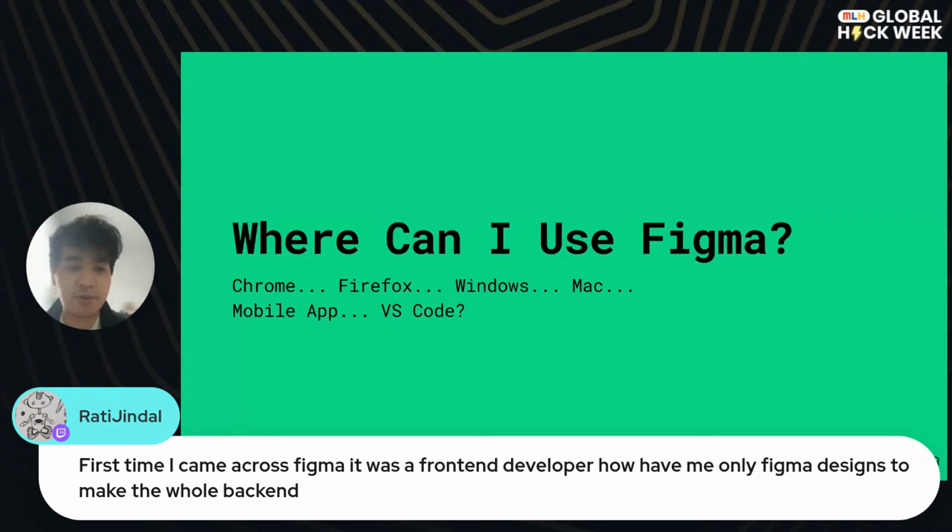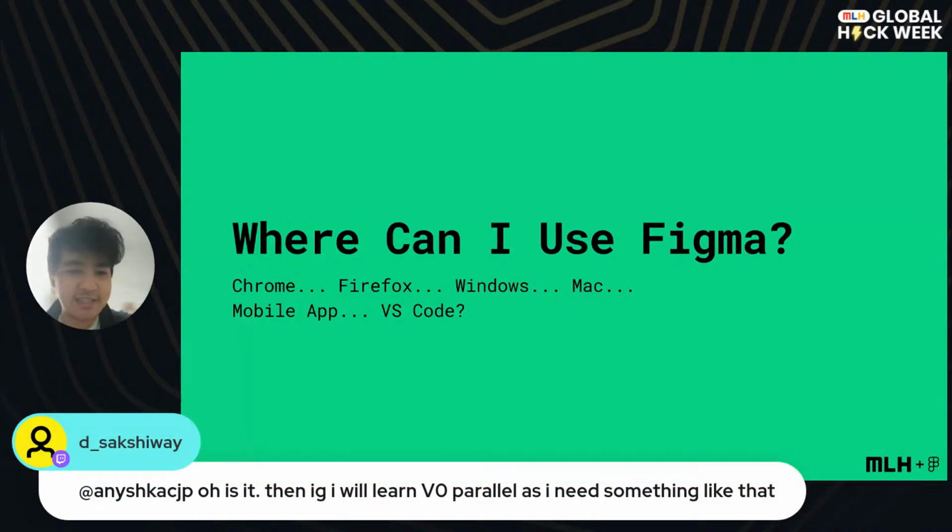If you're looking for something pretty similar, you might want to look towards Lucid. Lucidchart has a feature where you're able to turn ER diagrams straight into SQL tables, or SQL query strings or stuff like that. It's pretty cool. And then DSaxway says, oh, is it? Then I guess I'll use V0 parallels as I need something like that. Yeah, you can use V0. You can also use, I think it's called Figma AI. It's one of their new products that will actually bridge the gap as well.